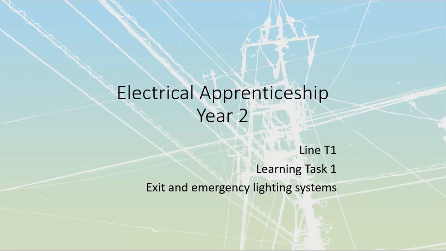All right, line T1, we're on learning task 1, and we are on video B, because what we're going to be doing is expanding on what we started out in the first section, which was just looking at what we had required for emergency lighting. Now we're going to go through a lot of the Canadian Electrical Code.